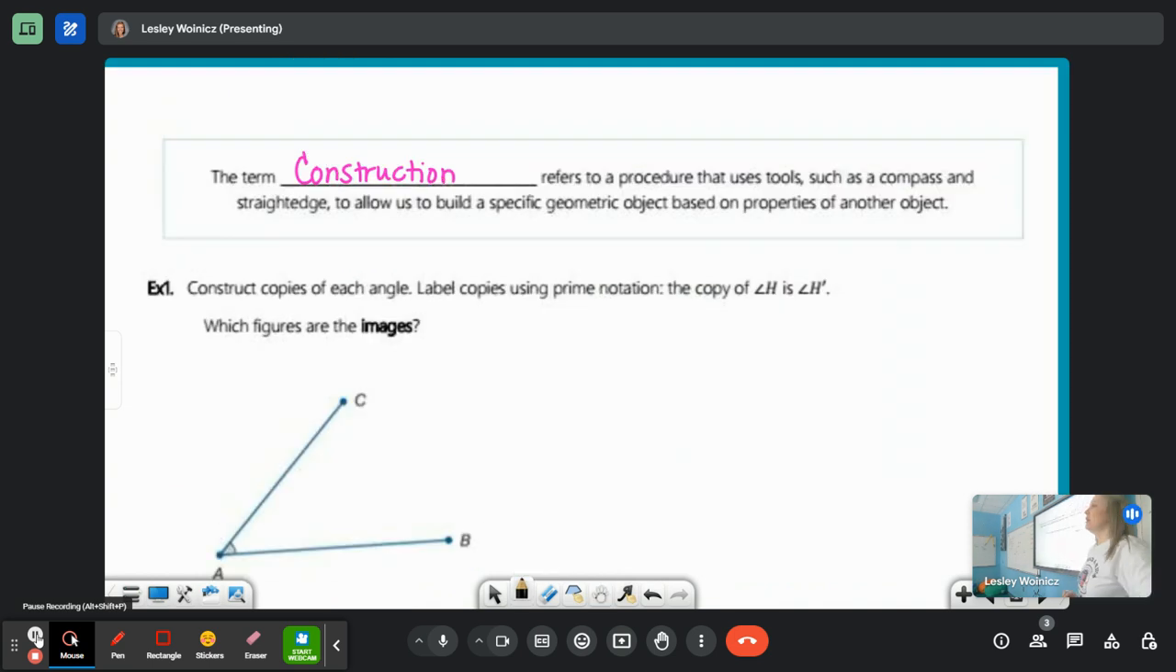All right, so we have already constructed copies of segments. Today we are going to make copies of angles. So you need your compass if you don't have it already, and you need your straight edge of your protractor.